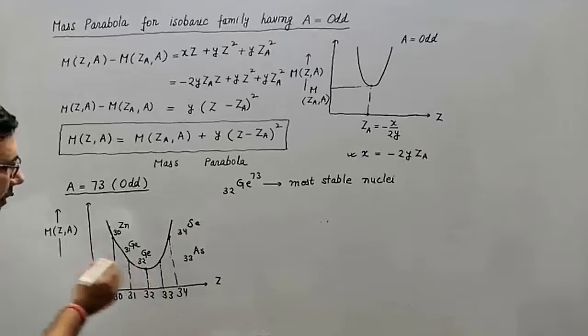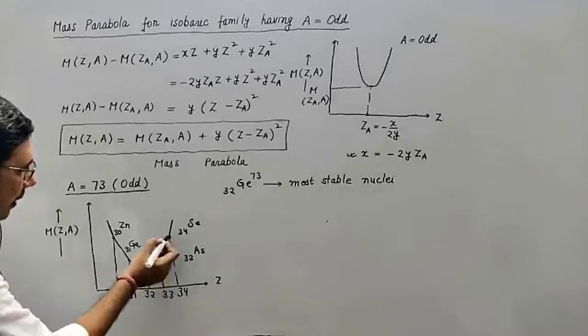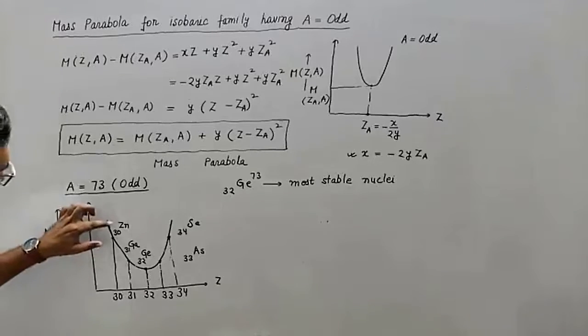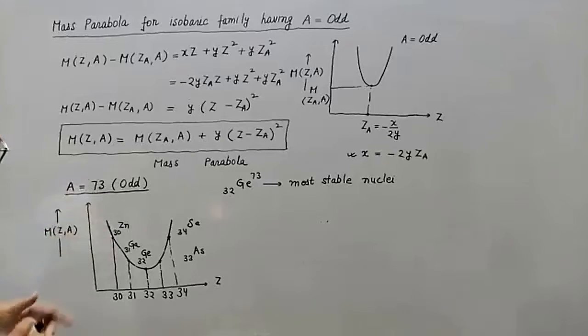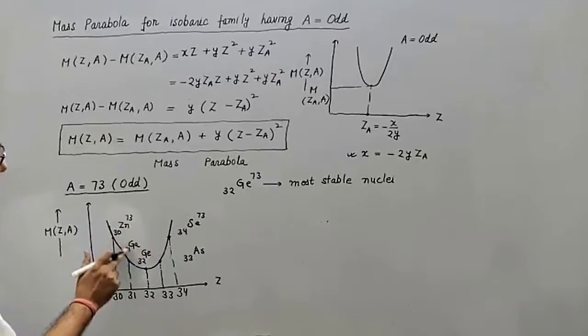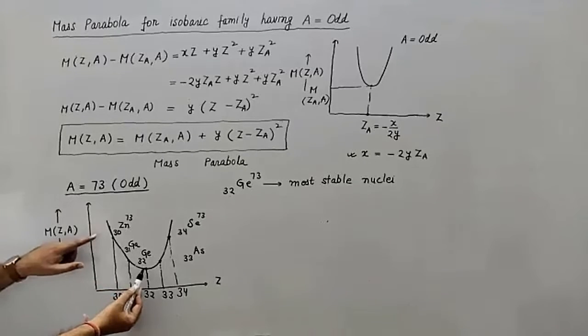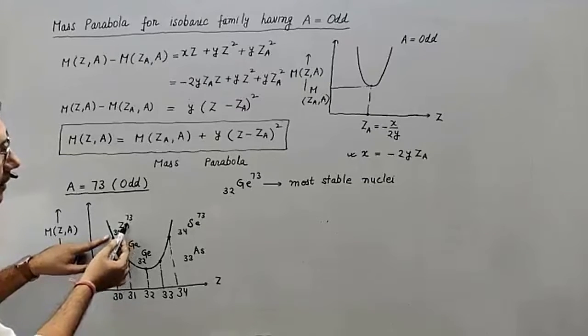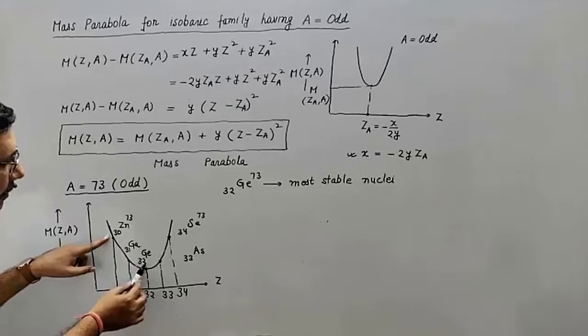Now, this is the most stable nuclei. These are less stable nuclei. The other 4 nuclei are less stable, and they want to achieve a stable nuclear configuration. So 30Zn73, 31Ga73, these are all A equal to 73 nuclei. Basically these 4 nuclei are unstable, and they want to reach the stable nuclear configuration given by 32Ge. So 30Zn73 wants to convert into 32Ge.